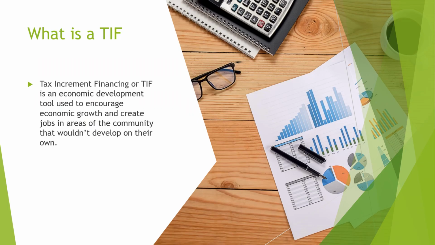Essentially, TIF is an economic development tool and agreement between the government and the developer that allows the developer to be reimbursed for public improvements related to the project. Going back to our example of the car dealership, the developer would have to pay for all construction-related costs, like streets and water improvements, or the demolition of abandoned buildings.